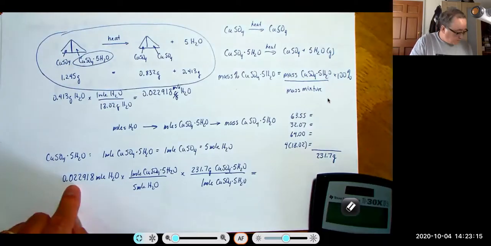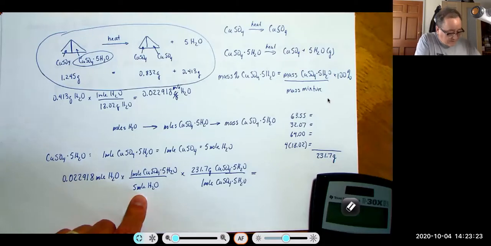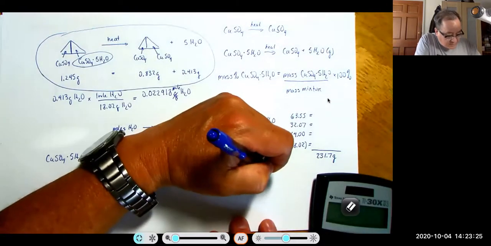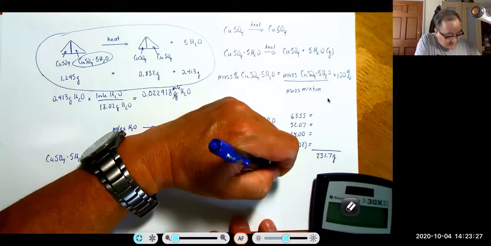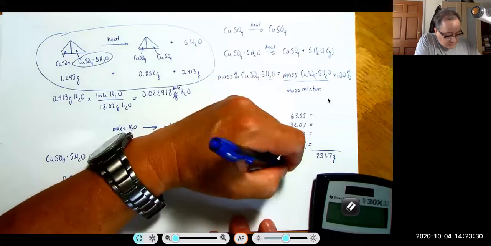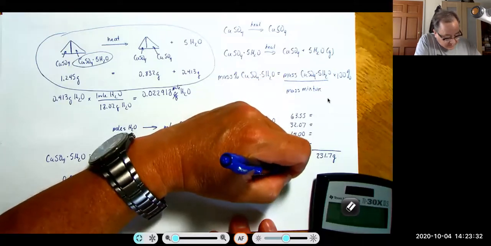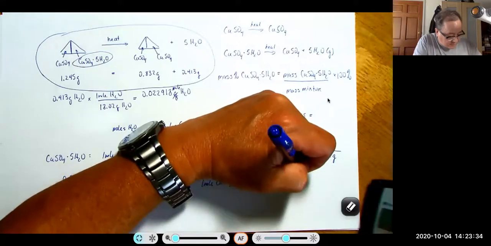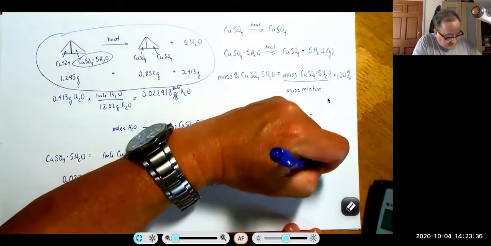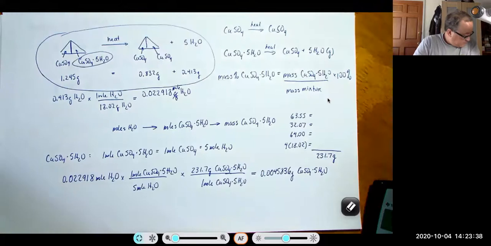So I'm going to multiply this number by 0.022918 and divide by 5. And we get 0.0045836 grams of copper sulfate pentahydrate. Okay.